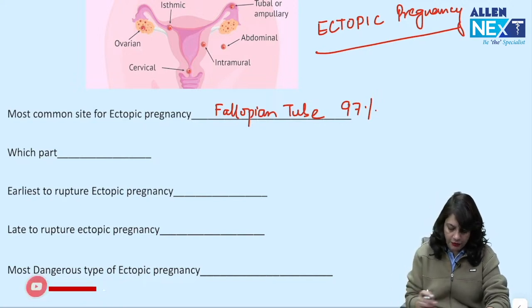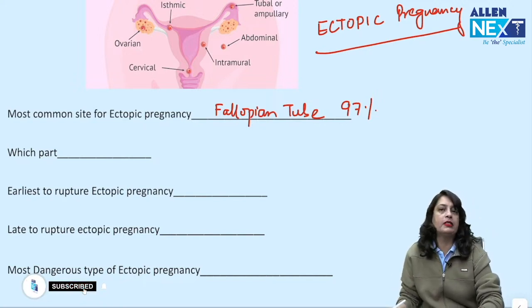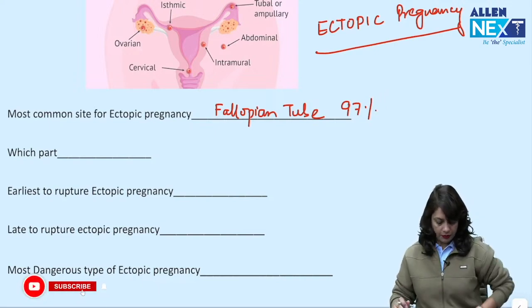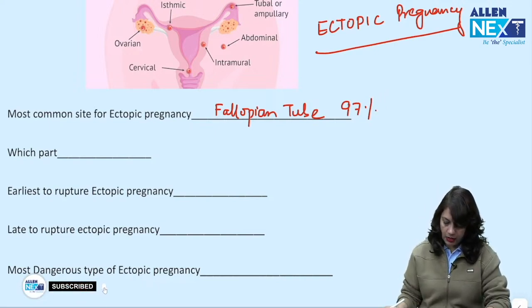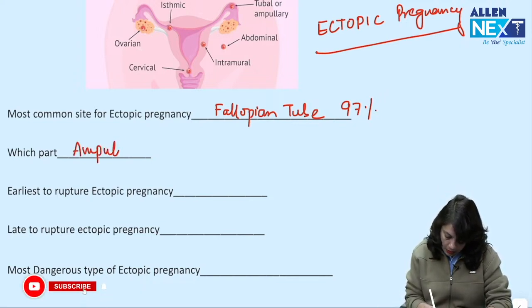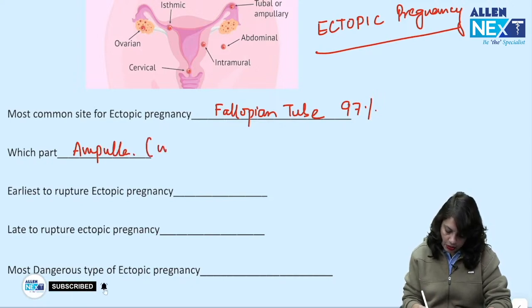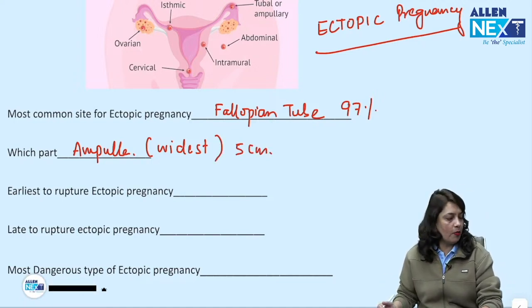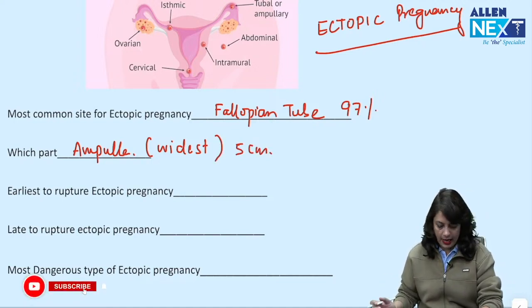Now, which part of the fallopian tube is ectopic pregnancy most common? So, the part of the fallopian tube where the ectopic pregnancy is common is the ampulla. That is the widest portion of the fallopian tube. It is 5 centimeters, and this is the normal site for fertilization as well.